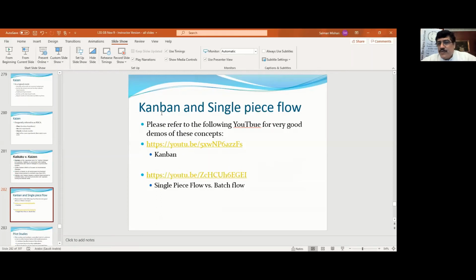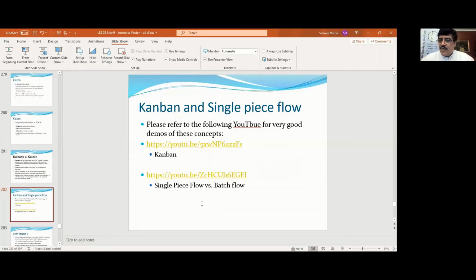I will leave you also these two links about Kanban. Both of them are great, and they're short. This one maybe 5 minutes. This one maybe 1 or 2 minutes. But it will show you the single piece flow versus batch flow.